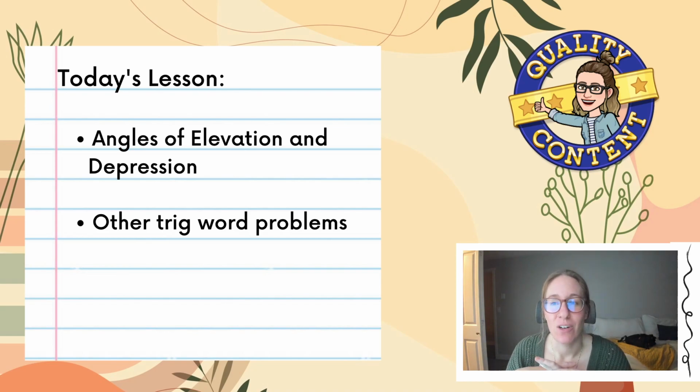Yay! Okay, so today's lesson we're going to be looking at some word problems with trigonometry. We're going to start with angles of elevation and depression. That should be a nice review from geometry, and then we're going to look at another type of trig word problem. Today we're really just practicing some problems where we're going to be setting up some right triangles. We're going to be using some trig.